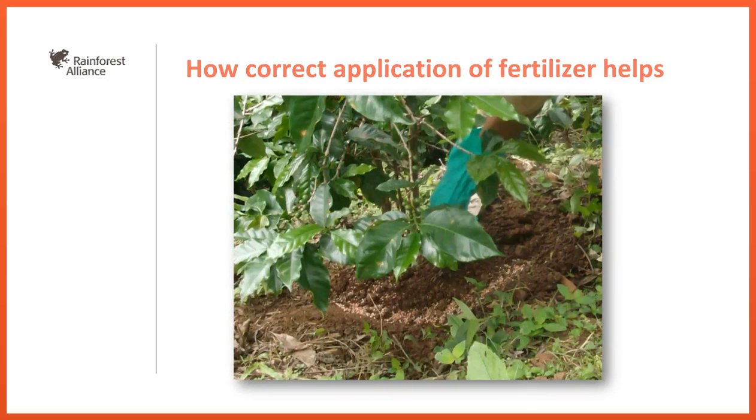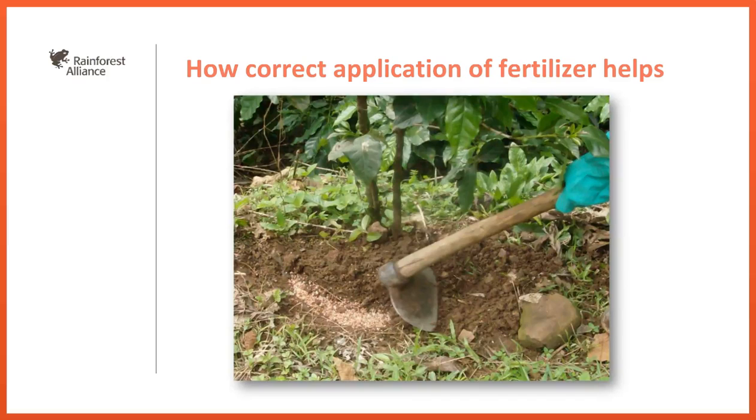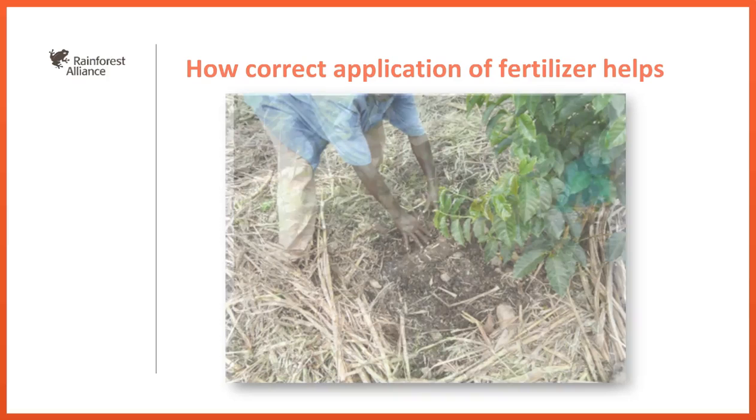You first dig around the crop and place fertilizer. After placing fertilizer, you cover it with the soil so that it does not get in contact with the air. Compost should be applied in the same manner.